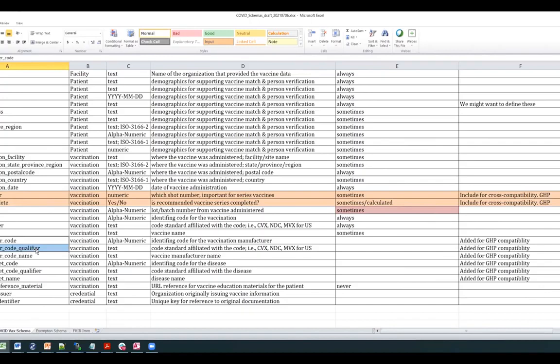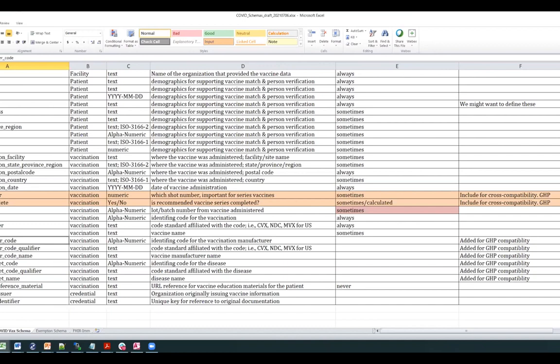Hila, point of clarification. The code qualifier is basically describing the code set that the code came from, is that how that works? Correct. This could be called code system if people would be more comfortable with that. It's the code set or dictionary that this code comes from. So it's like SNOMED or something like that. Exactly. SNOMED, in this case CVX codes, MVX codes, and DC codes, which would be what's applicable for vaccines.